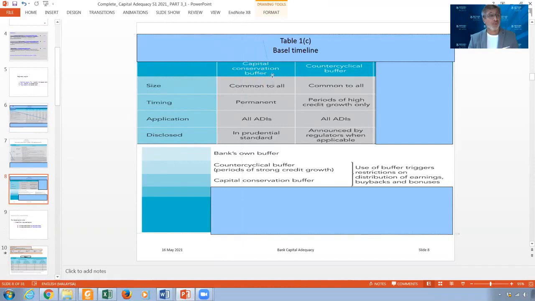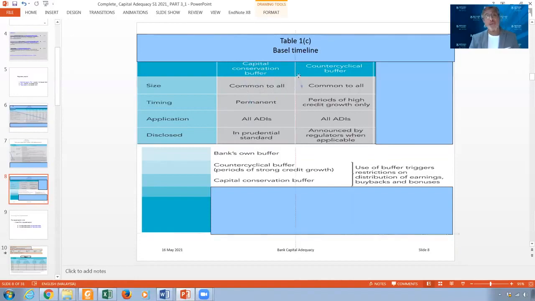And the size is common to all, and it is permanent and applies to all financial institutions. According to Australia, it is required and mentioned in one of these APS, which is Australian Prudential Standards. We call it APS. So it's already disclosed and it's already common. Now we are talking about Australia, but you can apply it to Malaysia, to anywhere. It's already in effect, and everybody knows it, the financial institutions and the regulators, and it's permanent.